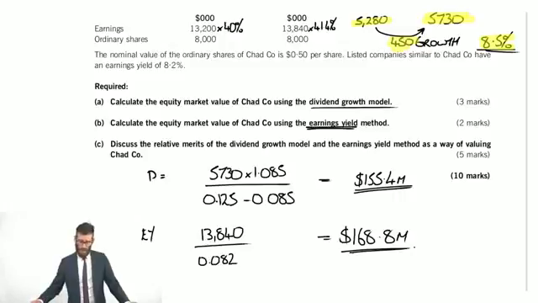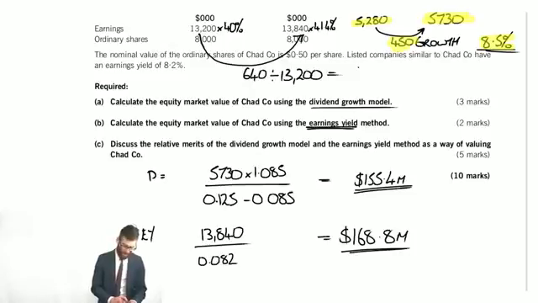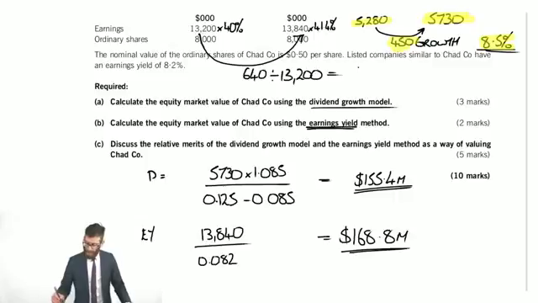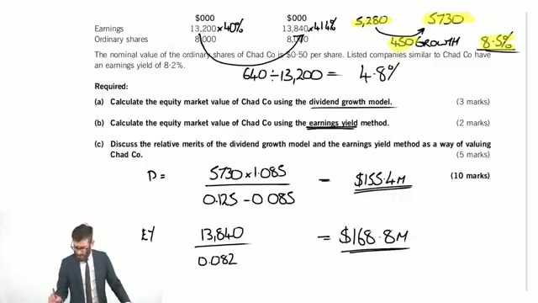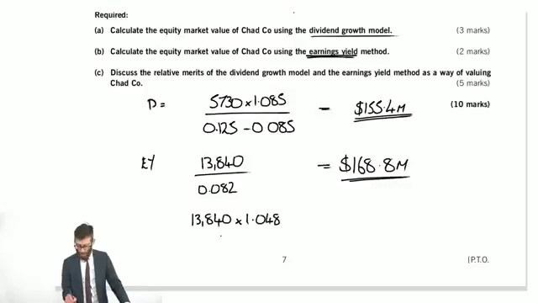£168.8 million. But I disagree with the examiner's answer, and I have asked the examiner about this, and he agreed with me. This grew by 640, which divided by the base gave us growth of 4.8%. So look what's going to happen. Our figure is going to grow rapidly, but I believe that we should calculate this incorporating that growth of 4.8%.